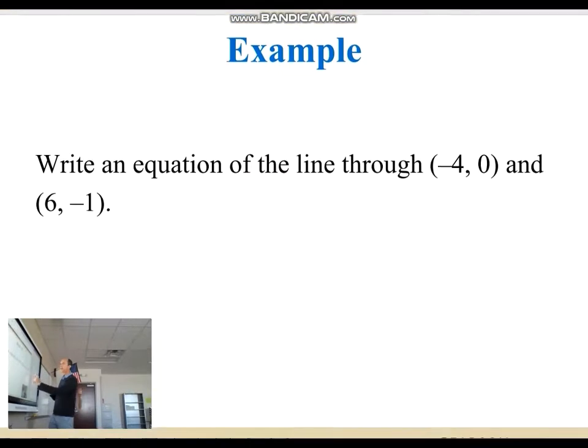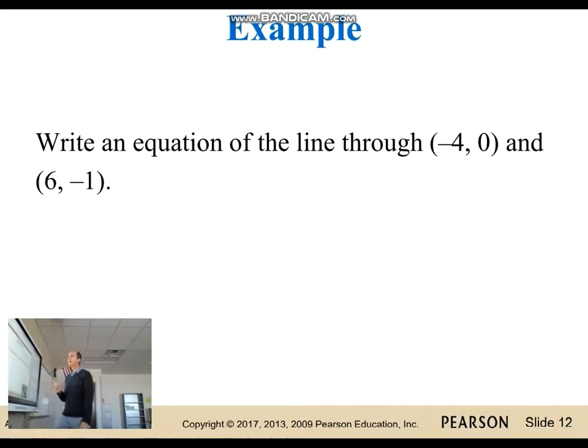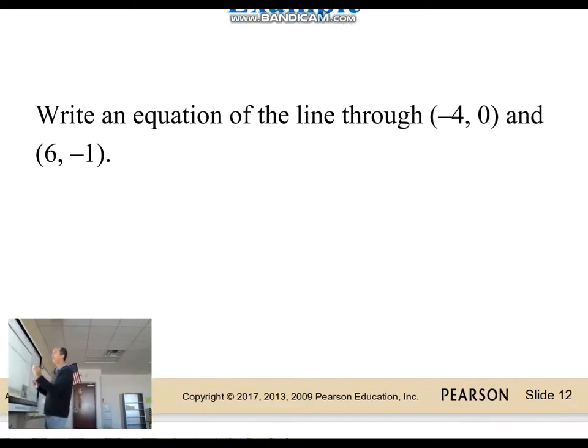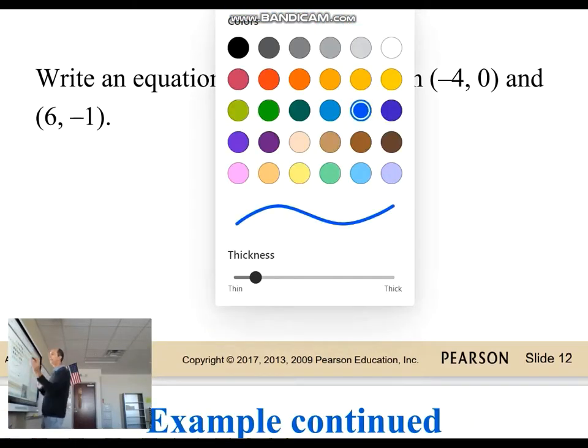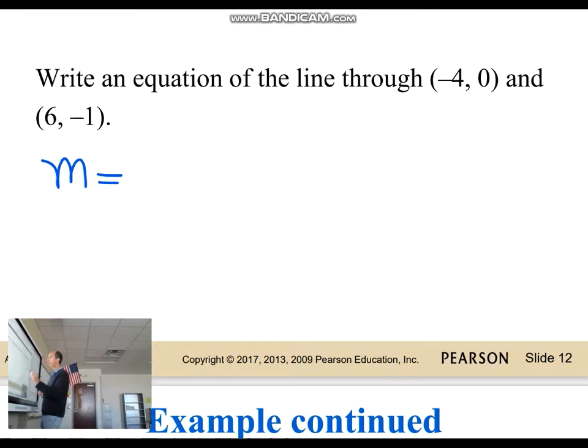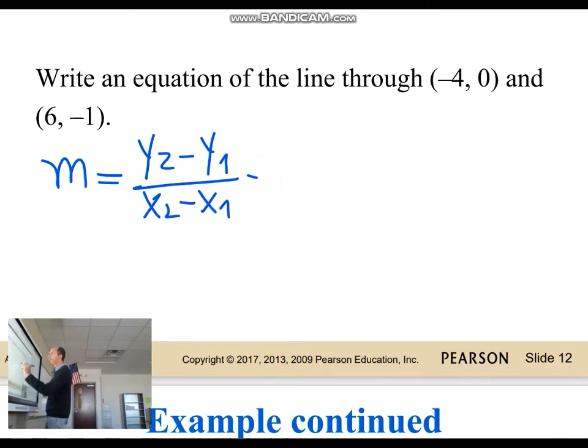Okay, another example here. Write an equation of the line through x equals -4, y equals 0, and x equals 6, y equals -1. And we will use on this example the formula of the slope of a line passing through two given points, m equals y2 minus y1 over x2 minus x1. Let's say this point here is number 1 and this point is number 2.